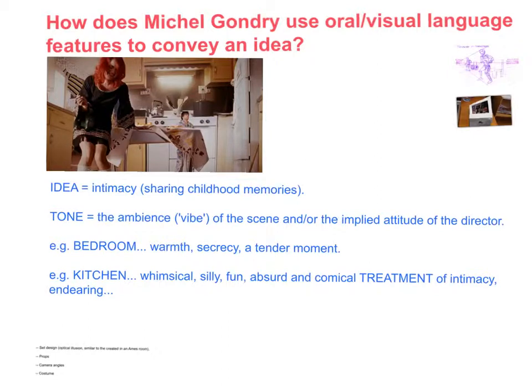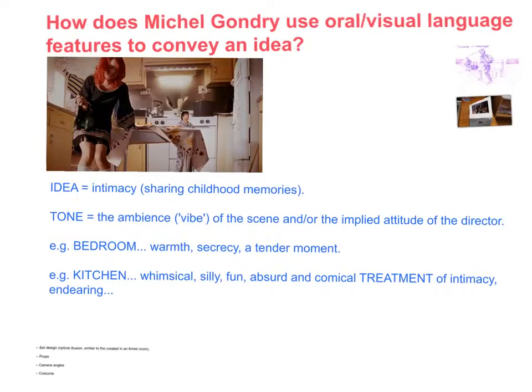Clementine and Joel together in bed in the last scene. In this scene, the kitchen scene, the tone changes, and it's important to note that tone normally means, in English literature, the ambience or vibe of a scene or the implied attitude of the director. So in the bedroom scene, there was a tone of warmth, of secrecy, and the suggestion it was a tender moment that sets the ambience of that scene.